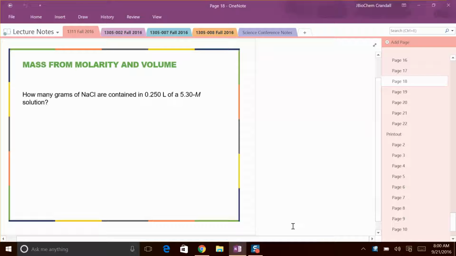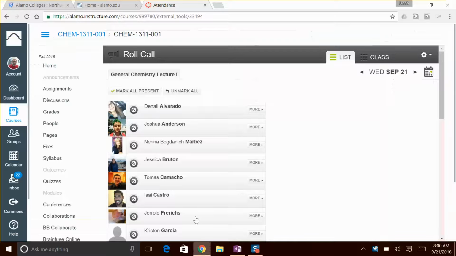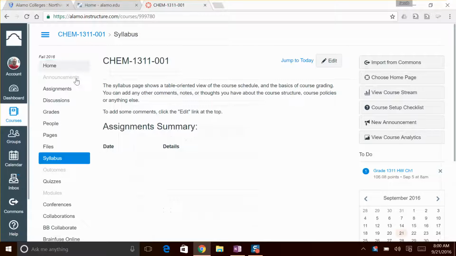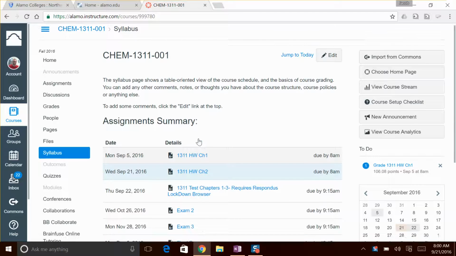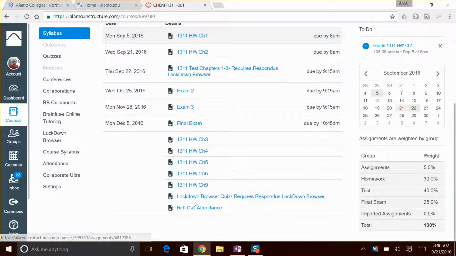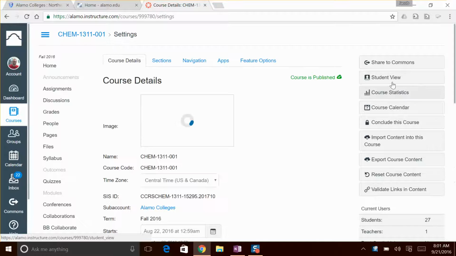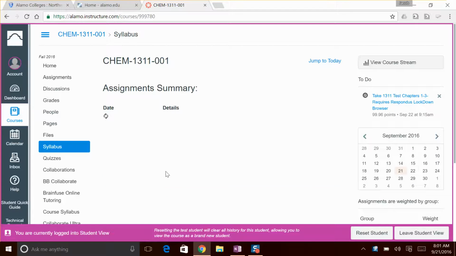Let me show you how to get the browser that you need on your computer. So if you go to your syllabus page, your home page here, right here it says Lockdown Browser Quiz. Okay, I'm going to get into the student view so you can see how this looks when you click on it.